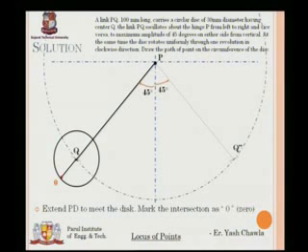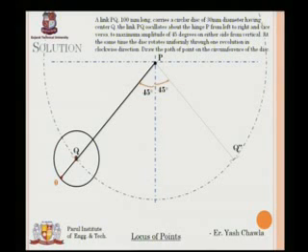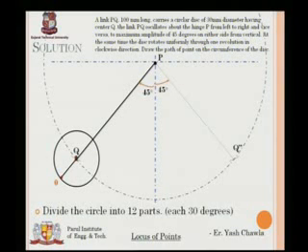First of all, it is very necessary to know what divisions we are going to make. For one revolution, we will divide the circle into 12 parts, each of 30 degrees. How 30 degrees? Again the same old story, that's my favorite word: 360 degrees divided by 12 is 30 degrees. So I will mark 1, 2, 3, 4, 5, 6, 7, 8, 9, 10 and 11. So my circle is divided into 12 parts.